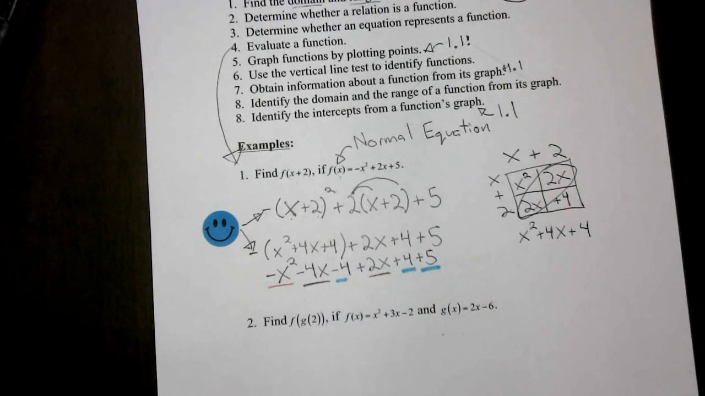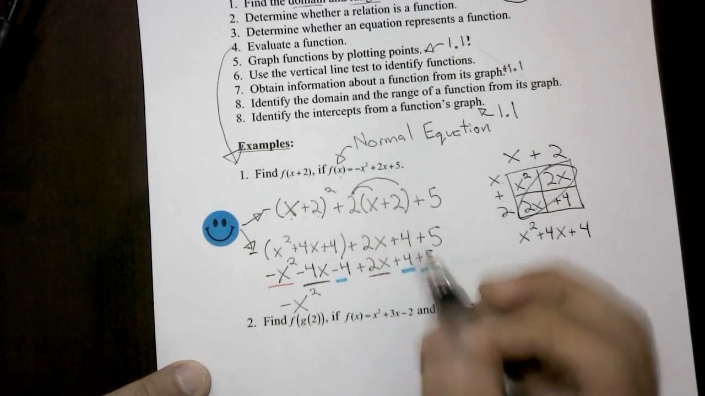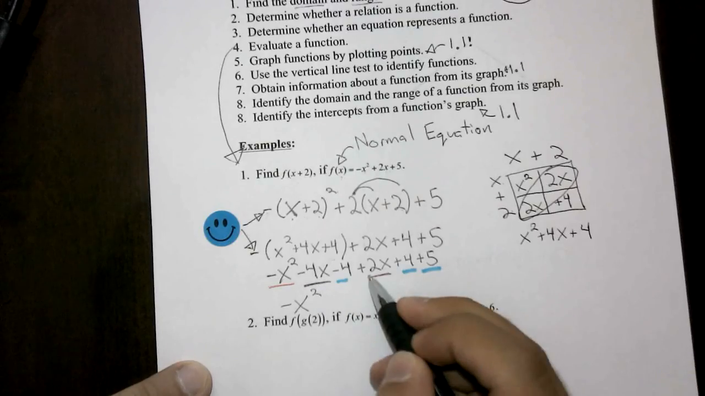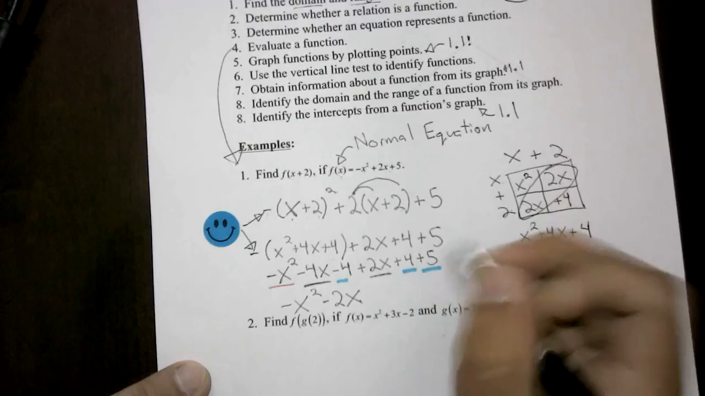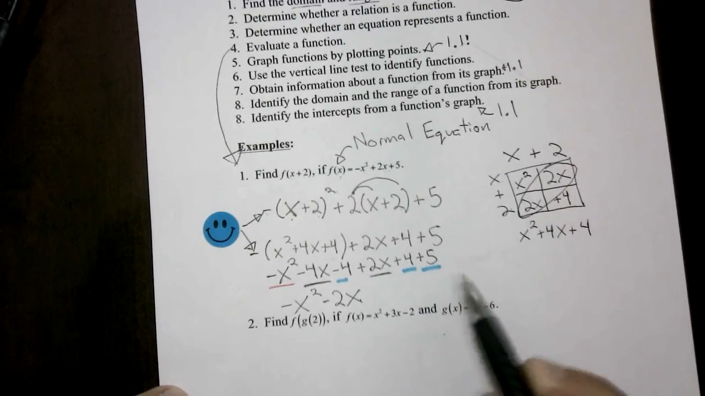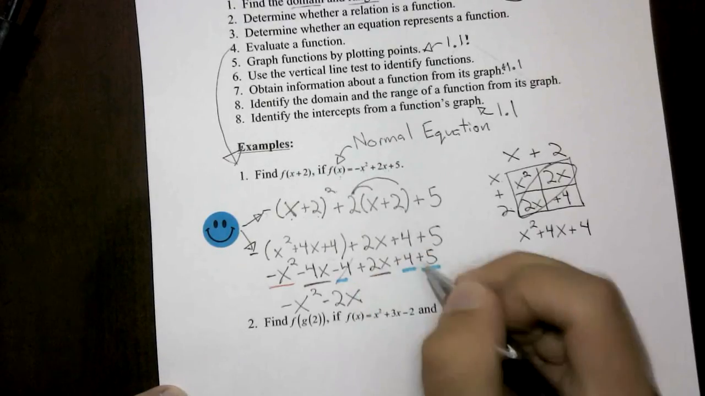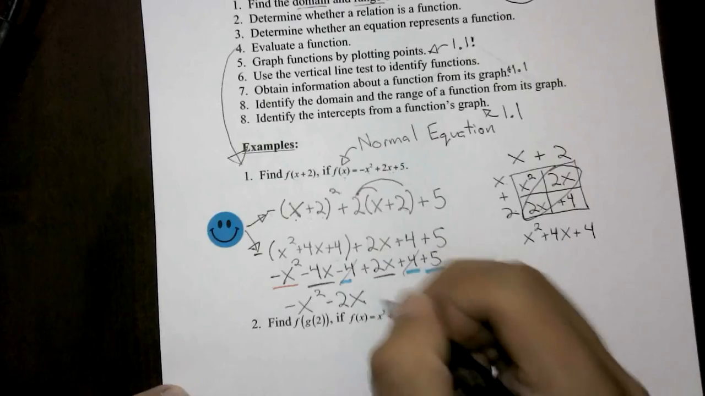So negative x squared is leading the pack. We're just subtracting that. Negative 4x, and we're adding 2x, gets us negative 2x. Getting us to negative 4 plus 4 plus 5. Well, these 4's cancel each other because we have a negative 4 and we're adding 4. We're just adding on 5 towards the end.